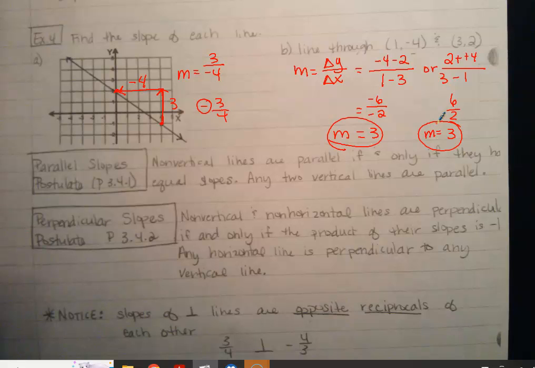All right, a couple of postulates for us today. The parallel slopes postulate says non-vertical lines are parallel if and only if they have equal slopes. Any two vertical lines are parallel. Ooh, that's like a nice little caveat. So there's like two postulates in there. Any two vertical lines are parallel because they're all undefined. But if they have an equal slope, then you know that they're parallel.